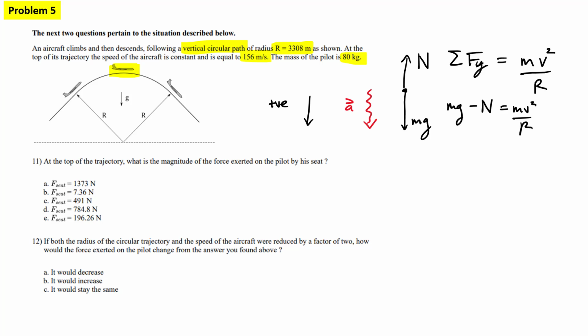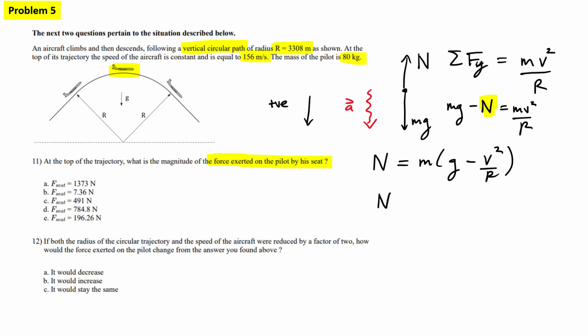My goal is to find the force exerted on the pilot by the seat. Guess what? That is the definition of the normal force. So how do I find the normal force? I have to isolate it. So you bring N to the other side, bring the mv squared over r to the other side. This is what the expression looks like. All right, we have m. I'm going to factor out the mass because it's in both terms. And then I get v squared over r like this.